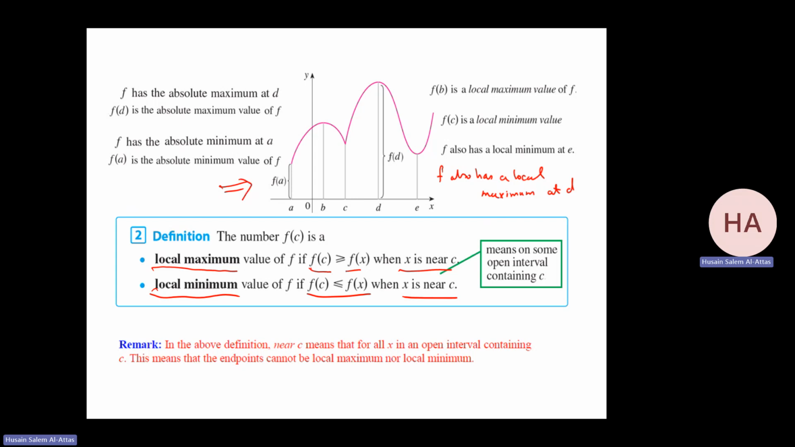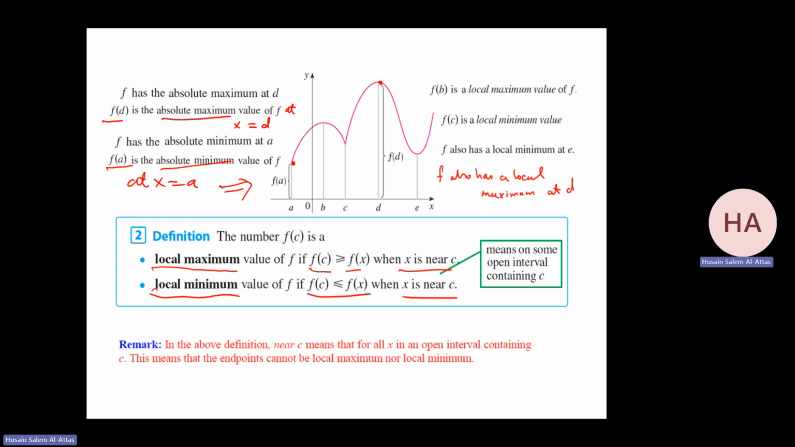Now look at this graph. Where is the absolute maximum? This will be the absolute maximum, which is f of d, the absolute maximum at x equals d. The absolute minimum will be this one. So f of a is the absolute minimum at x equals a. Okay. So this is the absolute maximum, absolute minimum.